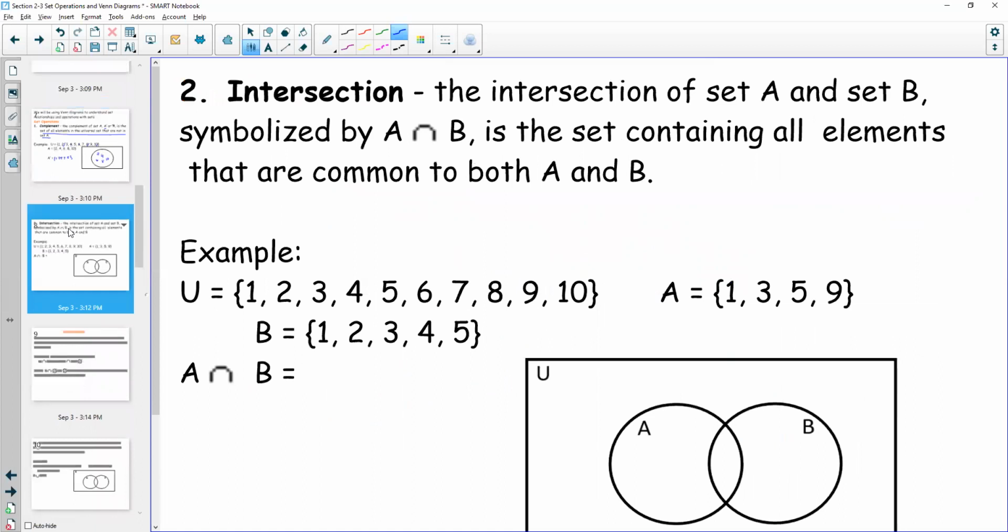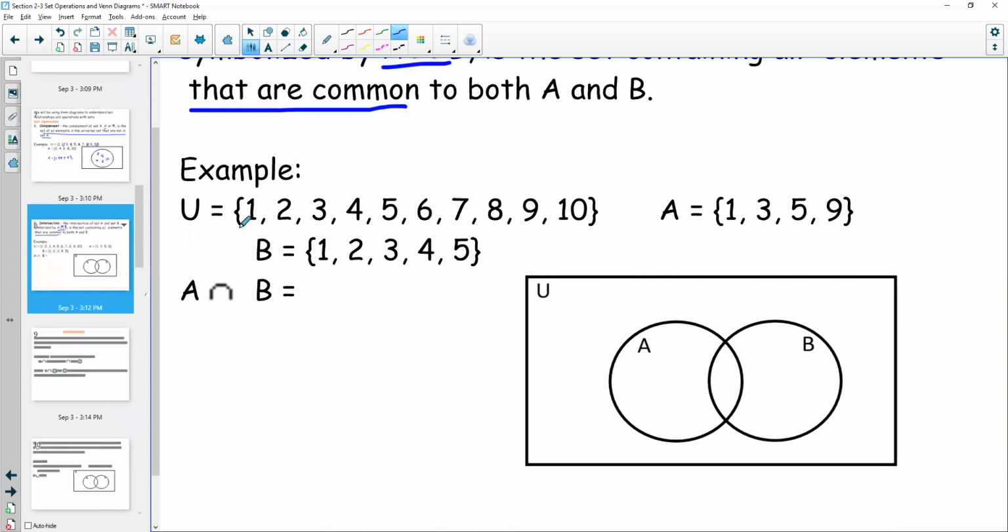The intersection is the place where things are in common. We read this as "and." Okay? This is A and B. So it's the set that has all the elements that both A and B share. So if here's our universal set, here's A, here's B. Well, let's put that in the diagram. What's shared? Let's see, they both have a 3 and they both have a 5.